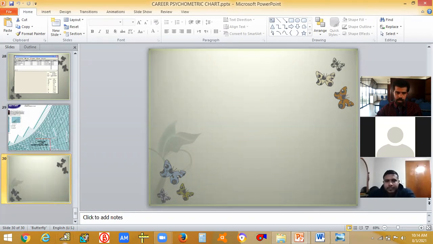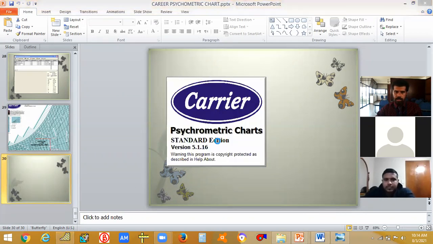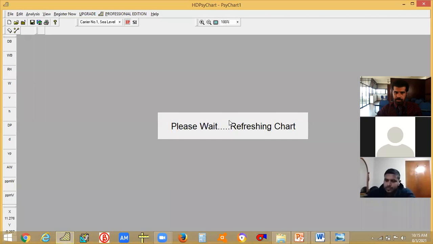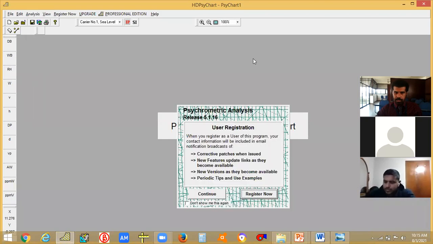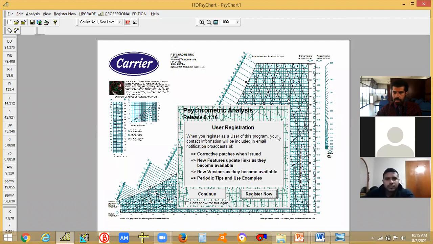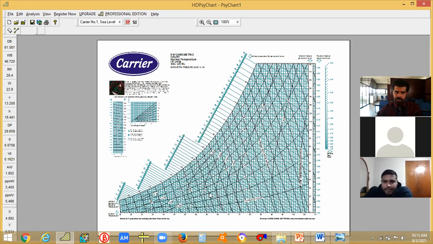Okay, so let me see. I'm going to open that. See, a new window is opened. Next, what I need to give, register or continue. I have to give continue, right? I'm going to give continue. So when I give continue, you can see here I am moving my cursor through this chart.